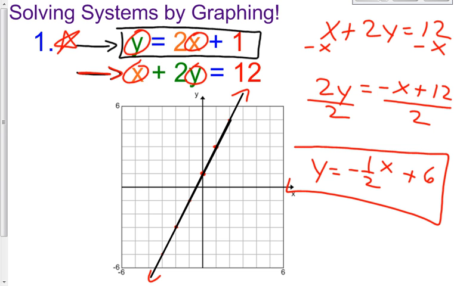So now let's graph this one. This one has a y-intercept of 6. So I'm going to go up 6. 1, 2, 3, 4, 5, 6. And then my slope is down 1 over 2. Down 1 over 2. Down 1 over 2. Down 1 over 2. And now I'm going to connect these dots using my straight edge. Be sure you get out a ruler, class, or get out an edge of your planner or something like that so that you can draw these straight lines.